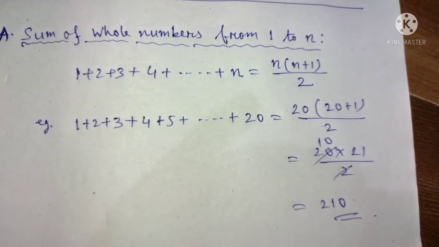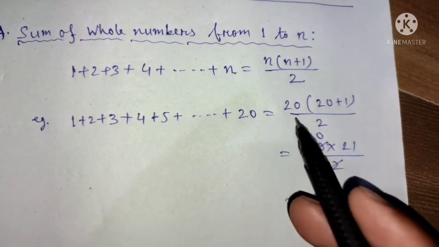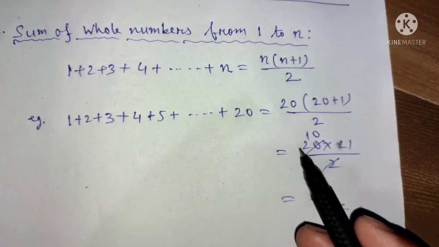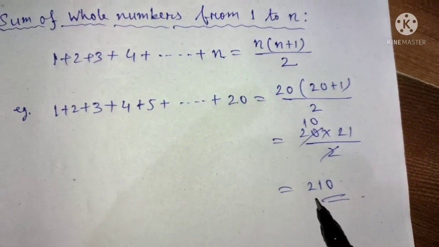So very easily and quickly we can find the solution of this question. Similarly, if more than 20 numbers are given, maybe 100,000 or many more, then also we can use this same idea and calculate the sum easily.